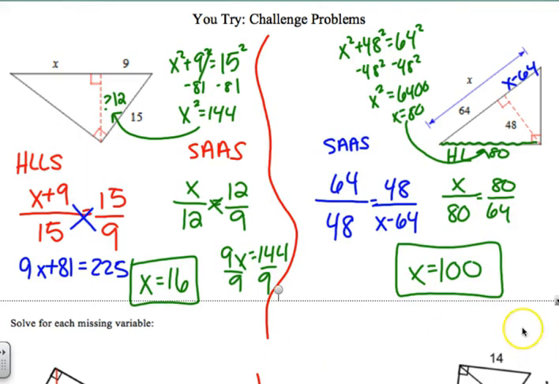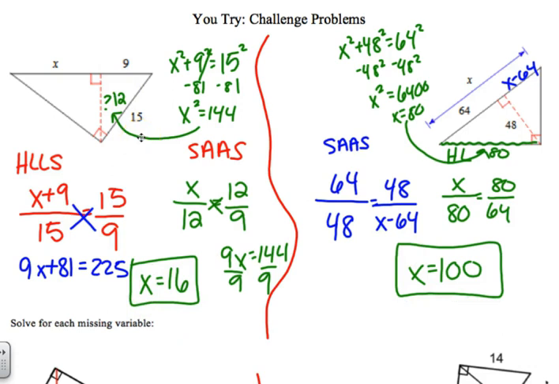So for these challenge problems, you should have gotten 16 and 100 for the first two. You could have done either method that you liked best. So if you liked hypotenuse, leg, leg, side, you would have had to know the hypotenuse was x plus 9. And then the side was 15, 15 over 9. And remember, when you multiply, you're going to have to do 9 times x and 9 times 9.